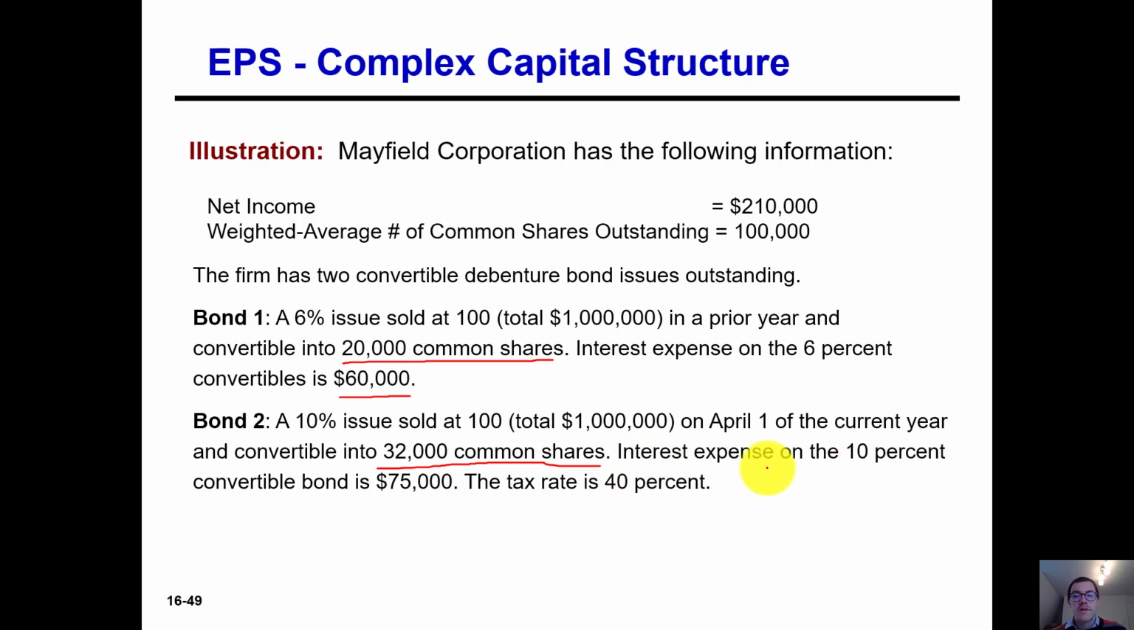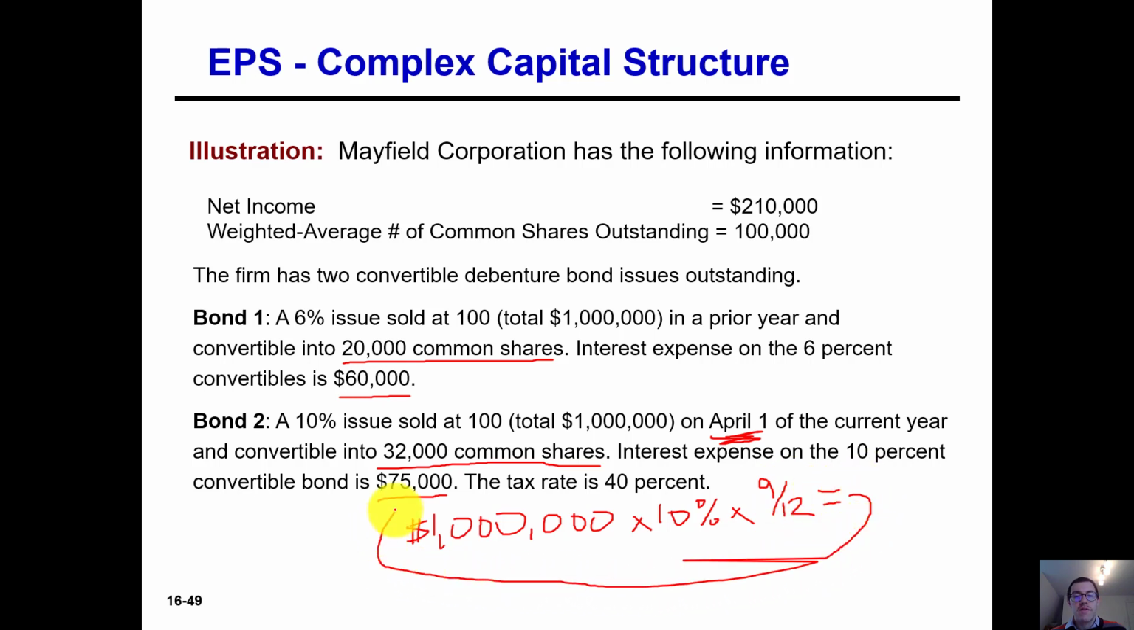The interest expense, of course, is $75,000, and the way they got that was they took the 1 million times the 10%. But of course, it was issued in the middle of the year. It was issued on April 1st. So then they said, okay, well, you only have to pay interest, of course, on 9 months out of 12. And so that's how they got the 75% there. Okay. So, I mean, $75,000.